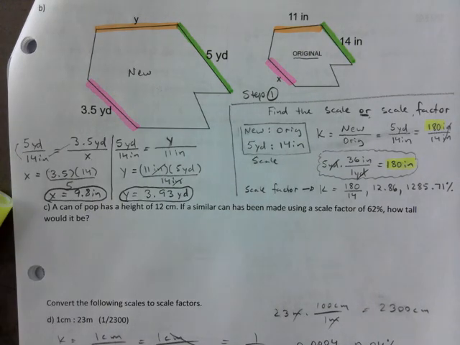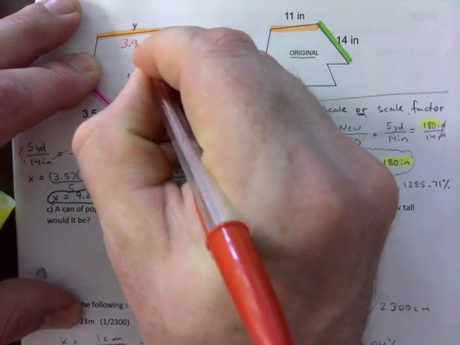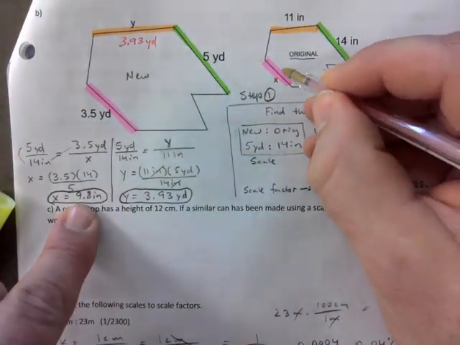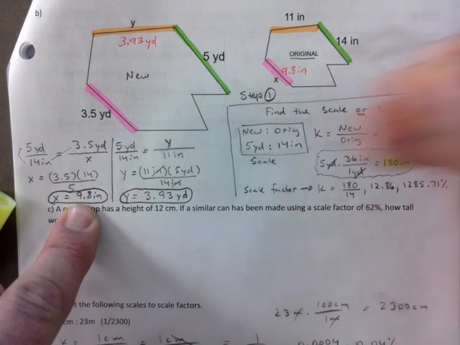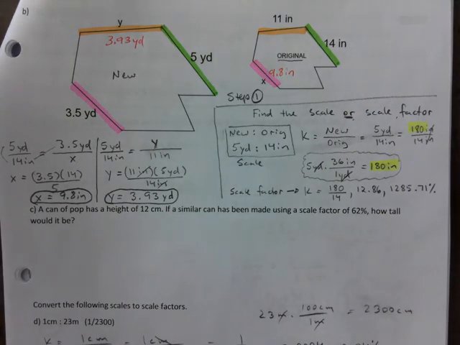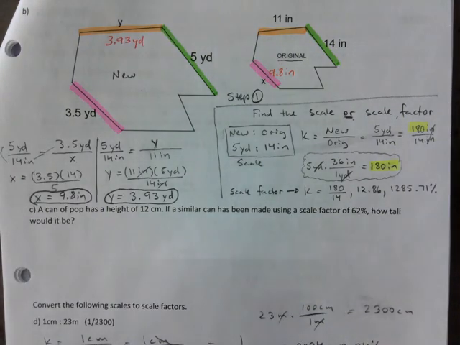We can actually write that in, right? I'm just going to write these in here. 3.93 yards. And this one is 9.8 inches. Note to myself, leave more room next time. All right, so that's how that works.